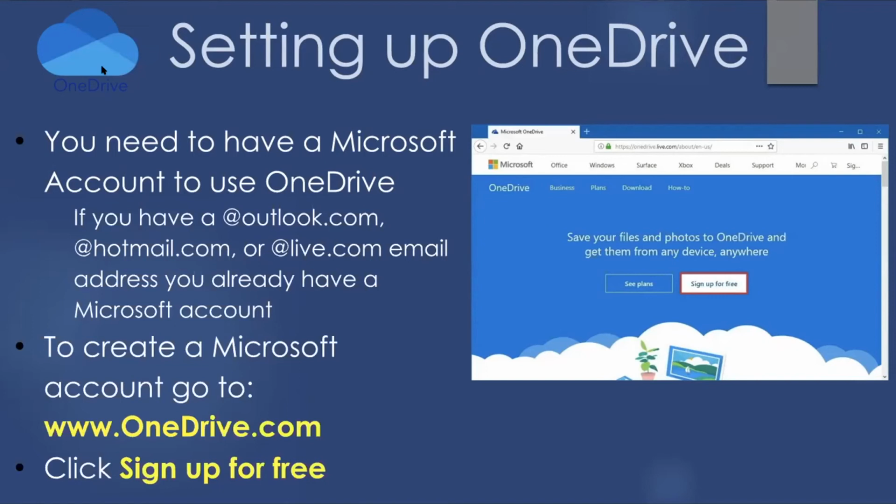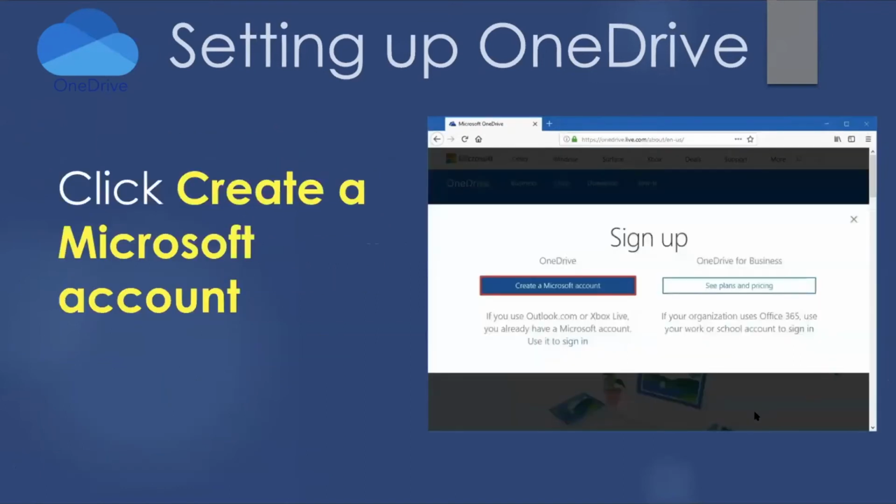All you need to do is create a Microsoft account and go to OneDrive.com and then click Sign Up for Free. Once you arrive at OneDrive.com, you would see this screen and then just click this button that's outlined in red. Then you would click on Create a Microsoft Account. It is the button on the left here.